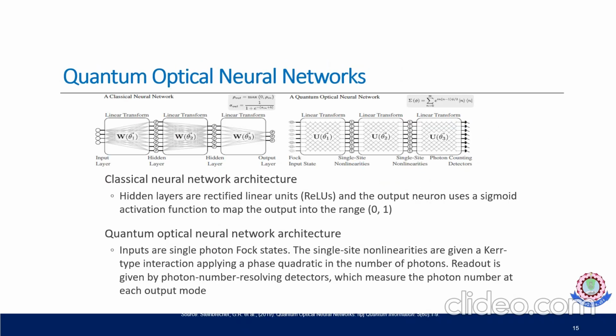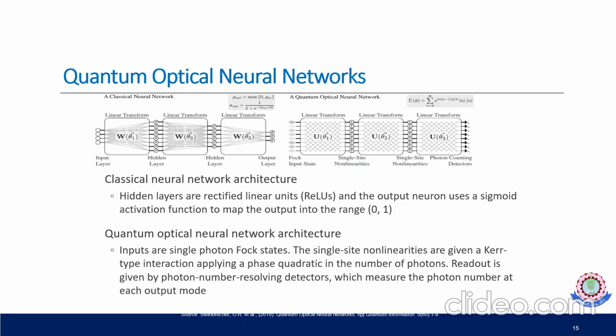So the next one is quantum optical neural networks. Classical neural network architecture and quantum optical neural network architecture. In the classical neural network architecture, which is on the left side of this depiction, the hidden layers use rectified linear units, and the output of neurons uses the sigmoid activation function to map the output into the range between 0 and 1.